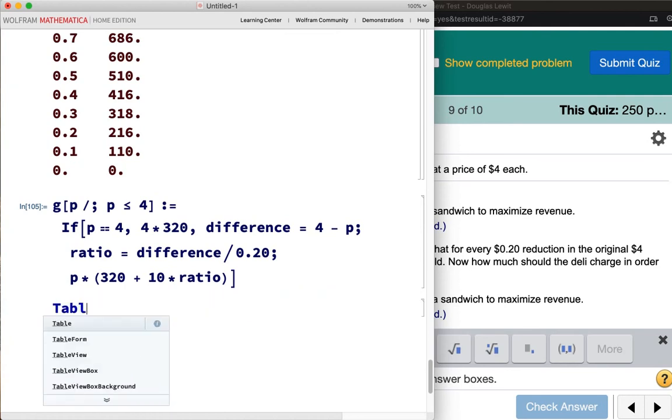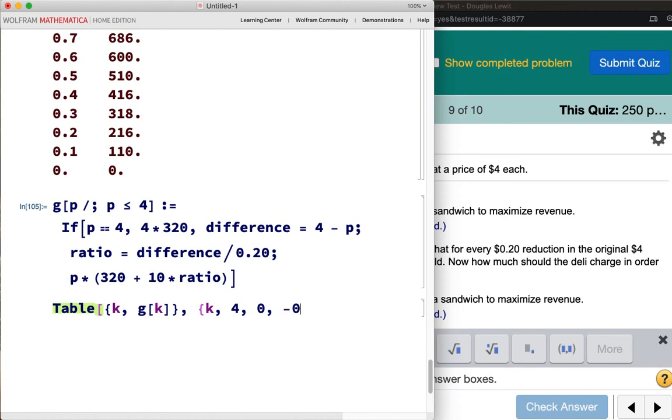Okay, so table, K, G of K, K goes from 4 to 0. Now remember, how many times does 20 cents go into $4? Well, 20 cents goes into $1 5 times, so it goes into $4 5 times 4, 20 times. So this will be negative 0.20, table form.